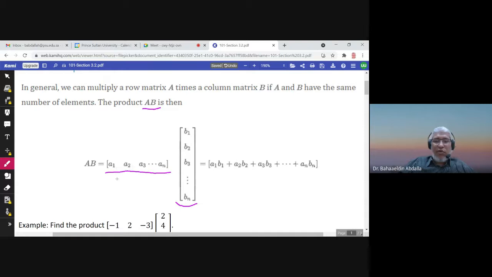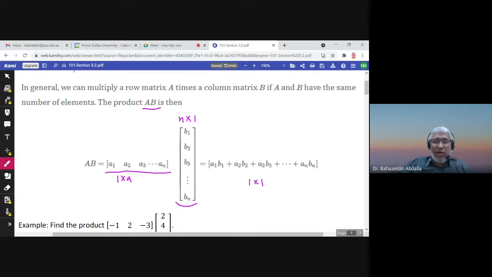Notice that here we have one row and n columns. So this matrix is of order 1 by n. And this matrix has n rows and one column. So when we multiply these two matrices, the number of columns here, which is n, should be equal to the number of rows here, which is also n. This is the condition. And the result matrix will be of order 1 by 1. So this is a 1 by 1 matrix. It's only one number. How to get this number?